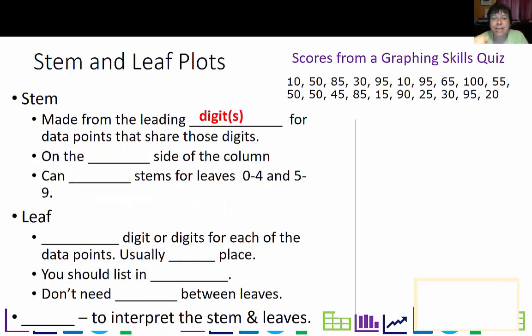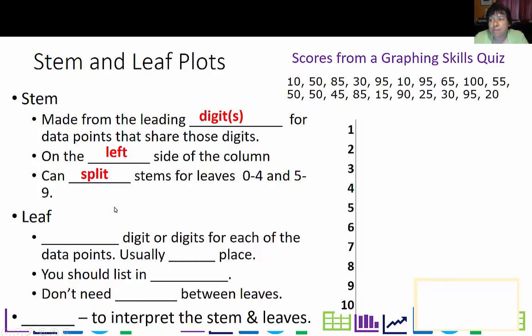So how to make them. First of all, they're made from the leading digits for the data points that share those digits. So here on the 10, the leading digit would be a 1, a 5, an 8, a 3, a 9. Those are the leading digits. For 100, the leading digits, I'm going to use 10. So I'm using everything from the tens place on, okay? And I'm going to put those on the left side of the column. So there they are, starting from the lowest, going to the highest. I can split stems, so if I had, again, just say B's and A's, I could have 2 sets of 8s, one for the lower 80s and one for the higher 80s, and same thing for the 90s.